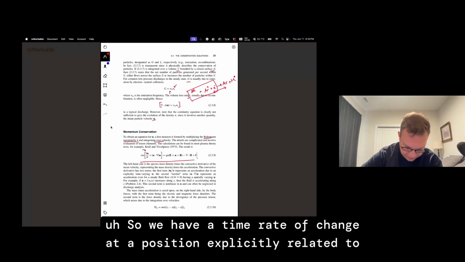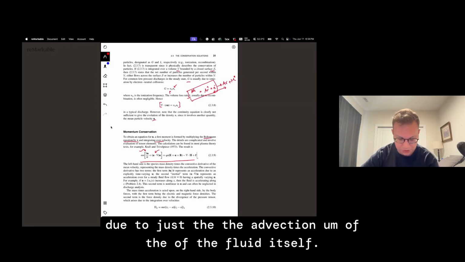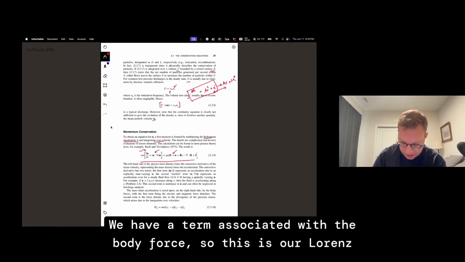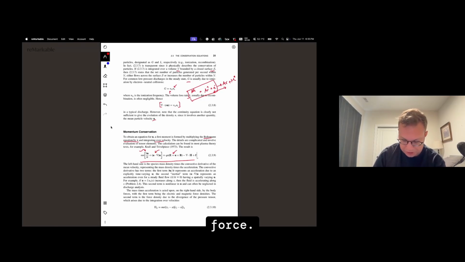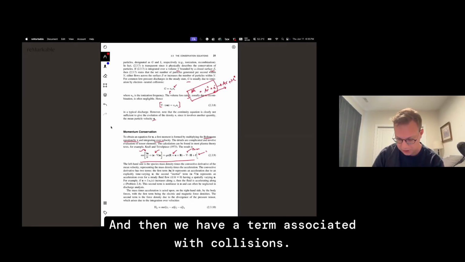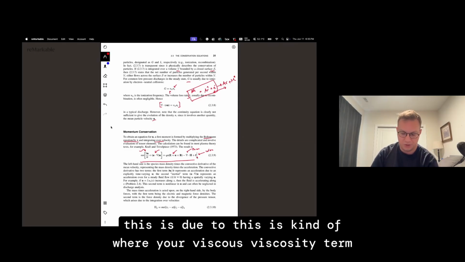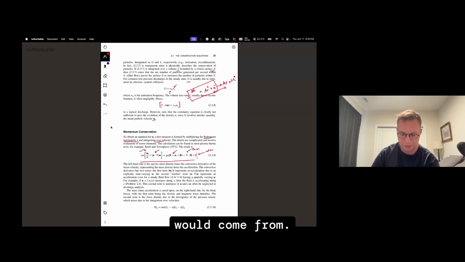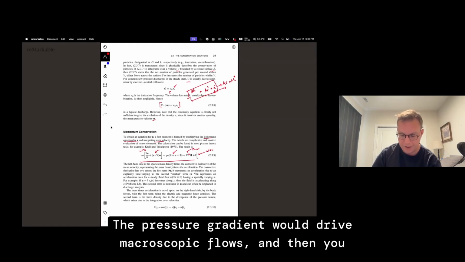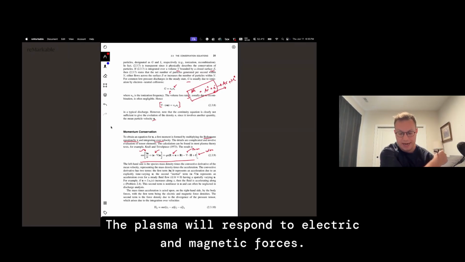So we have a time rate of change at a position explicitly related to time, and then we also have a change due to just the advection of the fluid itself. We have a term associated with the body force, so this is our Lorentz force. We have a term associated with pressure gradients, and then we have a term associated with collisions. So this is sort of more in the context of fluid flow. This is kind of where your viscosity term would come from. The pressure gradient would drive macroscopic flows, and then you have a body force. The plasma will respond to electric and magnetic forces.